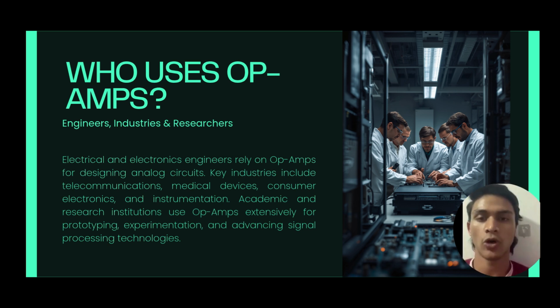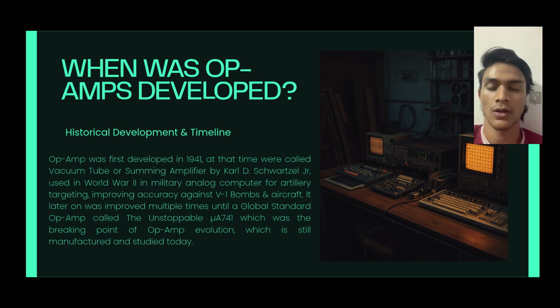So who uses op-amps? Electrical and electronics engineers rely on op-amps for designing analog circuits. Key industries include telecommunication, medical devices, consumer electronics, and instrumentation. Academic and research institutions use op-amps extensively for prototyping, experimentation, and advancing signal processing technologies.